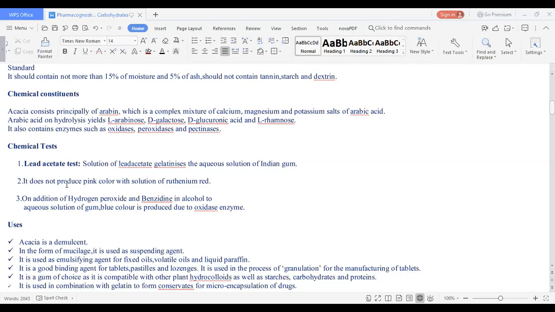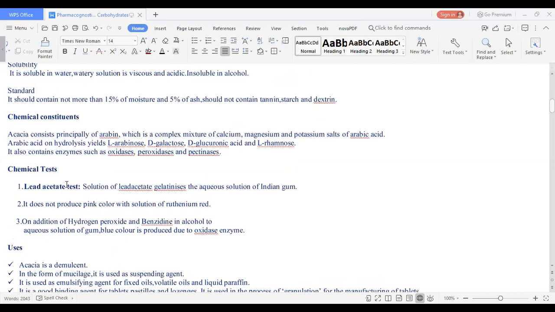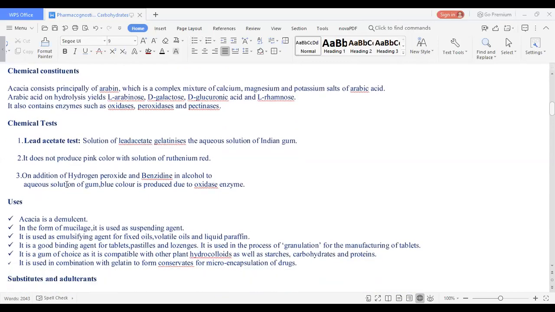Next, coming to the uses. Acacia is a demulcent. What do you mean by demulcent? Demulcent is nothing but a soothing substance. Next use is in the form of mucilage. It is used as a suspending agent. It is used as an emulsifying agent for fixed oils, volatile oils, and liquid paraffin.